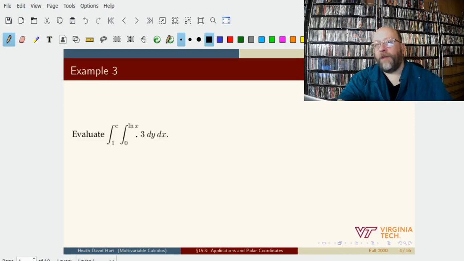If we try to solve this, 3 doesn't look like it's very hard. The integral of 3 is 3y, but then when we plug in natural log of x, we get 3 times the natural log of x. And integrating natural log of x is tricky. It requires using integration by parts. And so this is hard to integrate the way it's laid out for us. But let's try changing the order of integration and seeing if that makes it easier.